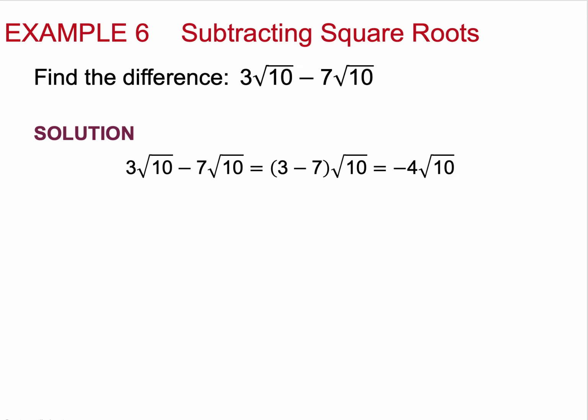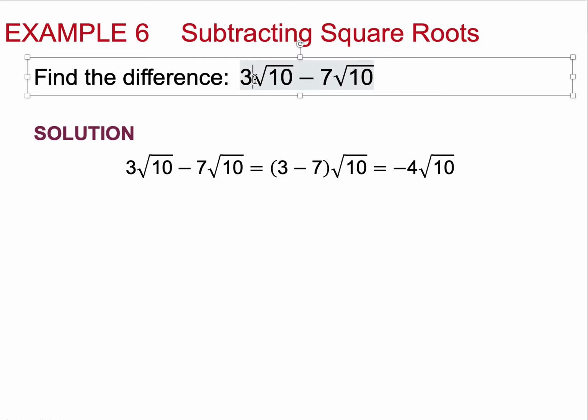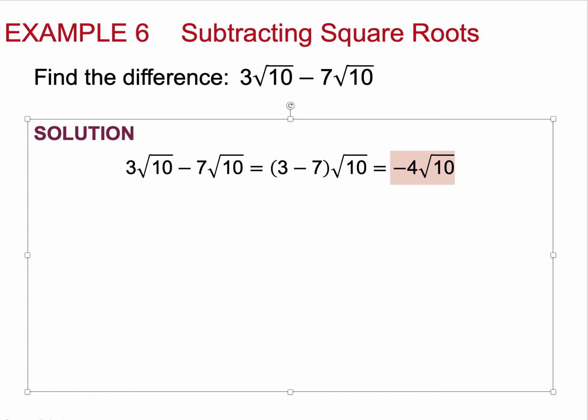So it's no different than combining like terms. It's just instead of having an x, you're going to have a radical. So here I have square root of 10. So 3 minus 7 is negative 4. Now, you can't have a negative under the radical, but it is perfectly okay to have a negative in front of the radical.